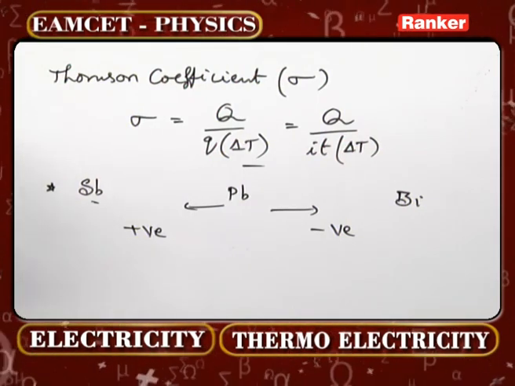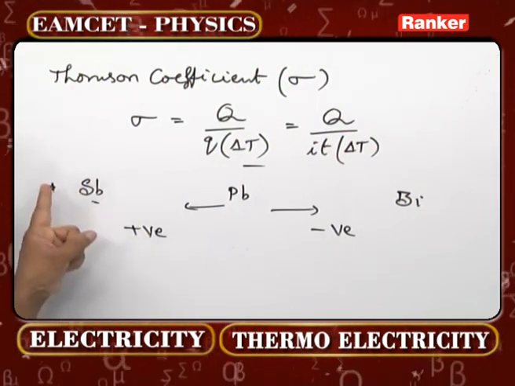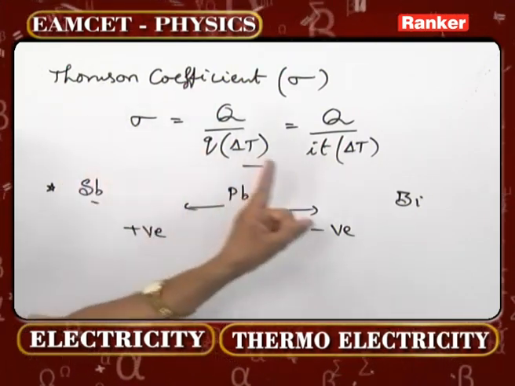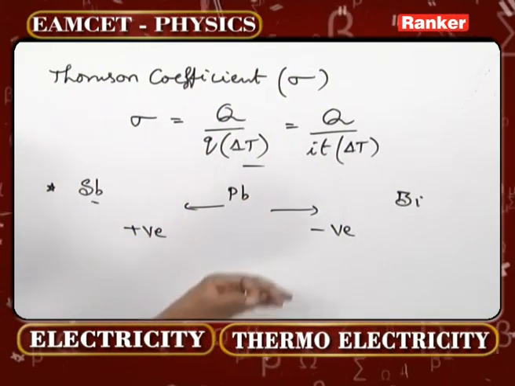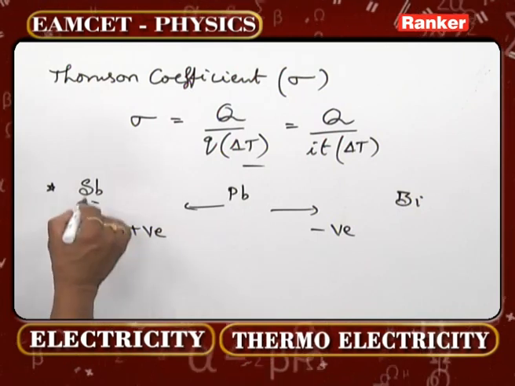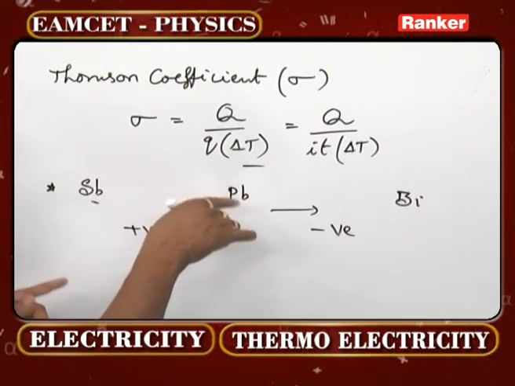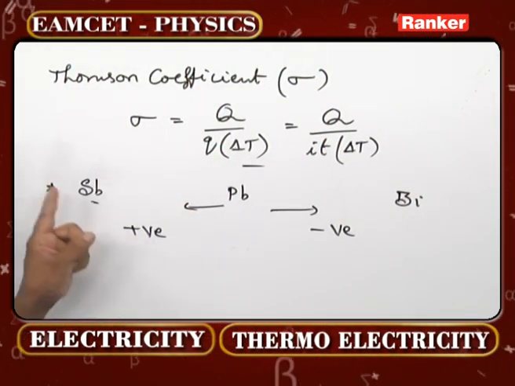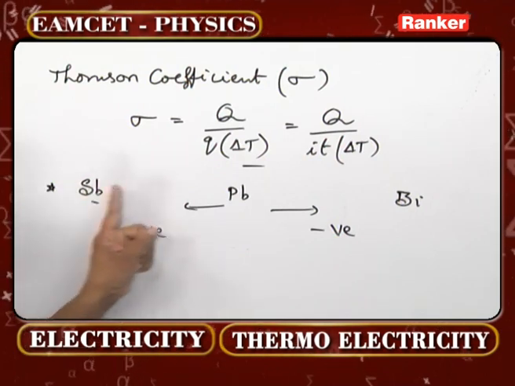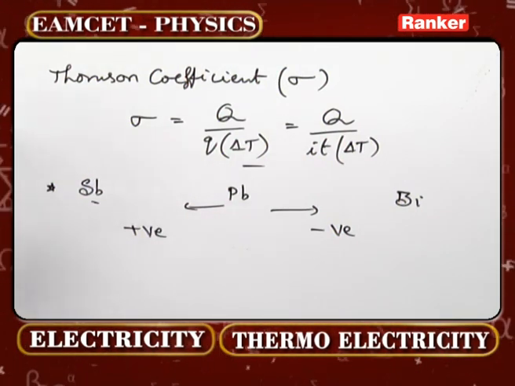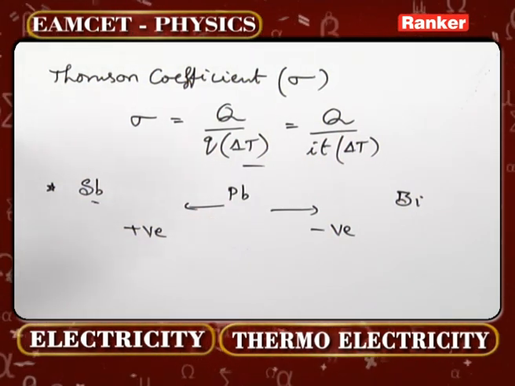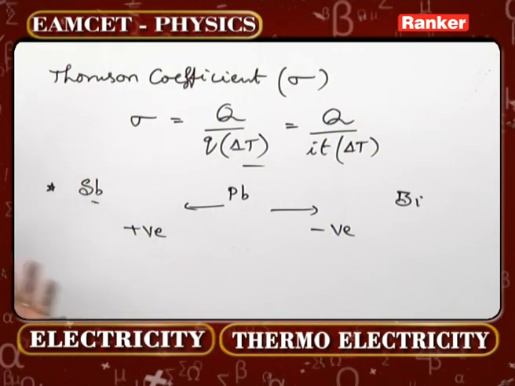across the thermocouple will be from the element that appears first to the element that appears later across the cold junction. For example, if I construct an antimony-lead thermocouple, then the direction of current will be from antimony to lead across the cold junction. That means lead to antimony across the hot junction. That is the second point.